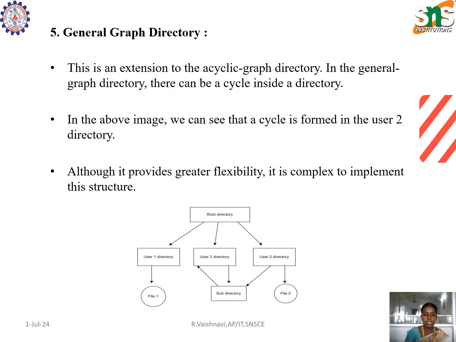Next one, general graph directory. This is an extension to the acyclic graph directory. In the general graph directory, there can be a cycle inside the directory. In the below image, we can see that the cycle is formed in the user2 directory. Although it provides greater flexibility, it is complex to implement this structure.